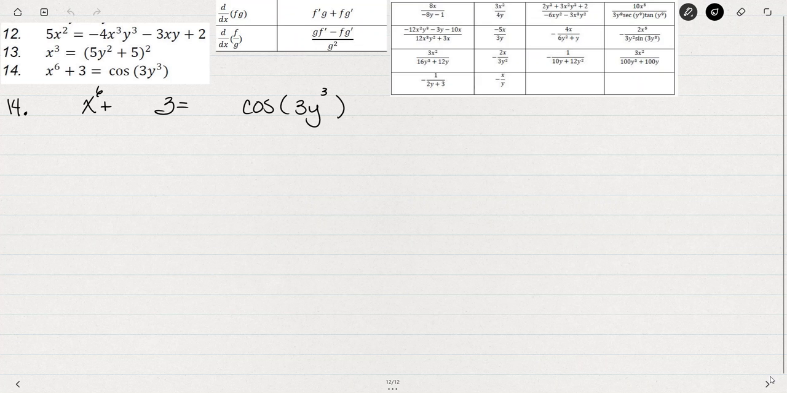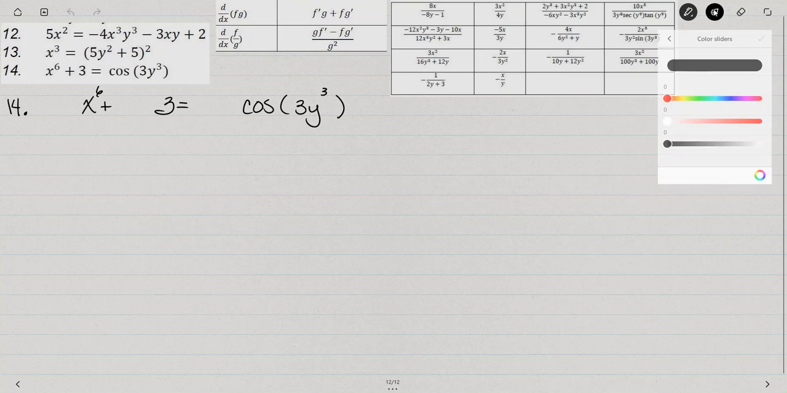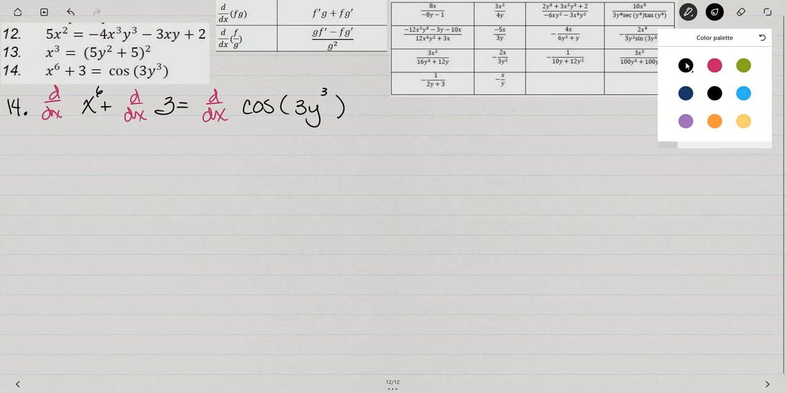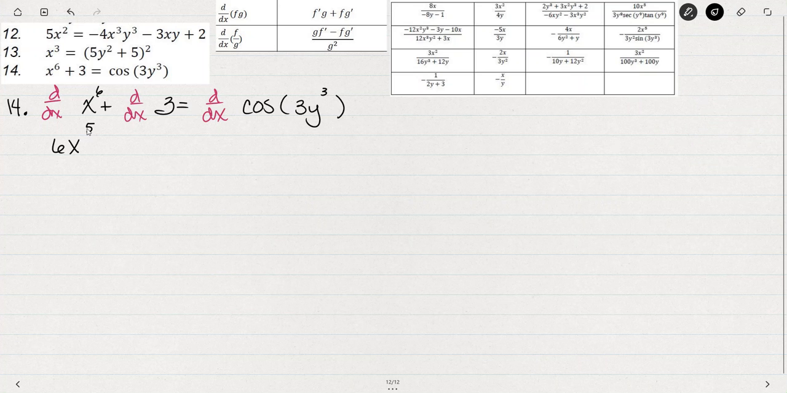One more example I'll do is the derivative of x to the 6 plus 3 and the cosine. So the derivative with respect to x of each of these pieces. Derivative of x to the 6 is 6x to the 5th. The derivative of 3 is 0. Derivative of cosine is the opposite of sine, 3y cubed. But then I've got to do the derivative of 3y cubed, which is 9y squared. And then I've got to do the derivative of y, which is y prime.